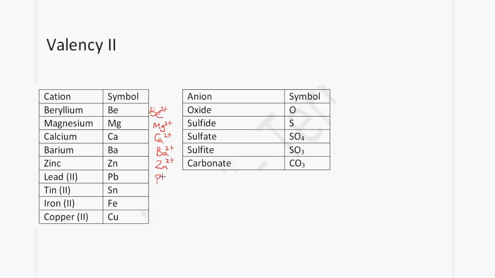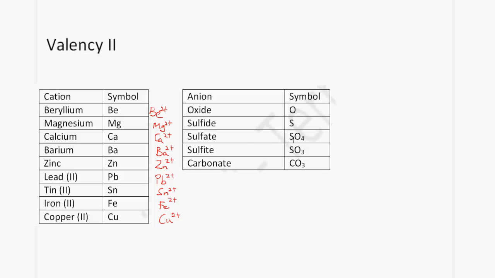Lead would be Pb2 plus. Tin would be Sn2 plus. Iron would be Fe2 plus, and copper would be Cu2 plus. In the case of the anions now, we have the oxide ion, and the symbol is O. Sulfide, the symbol is S.